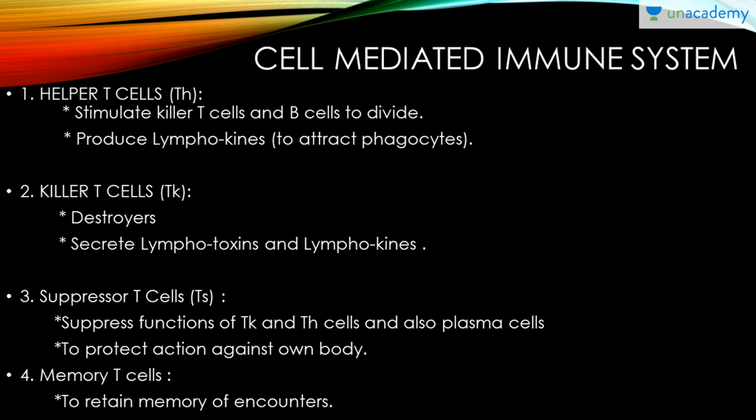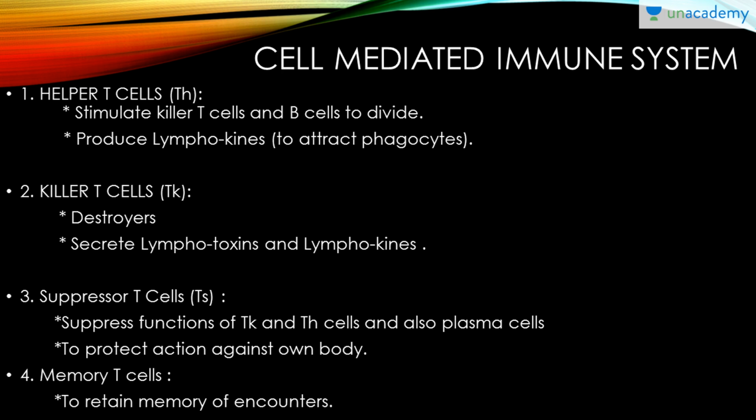Okay, next, killer T cells. Killer T cells are basically destroyers. They kill. They secrete lymphotoxins that toxicate the pathogen. Here we'll be referring to bacterium, say for our ease, as the pathogen. They secrete toxic substances to kill that bacterium that has entered.